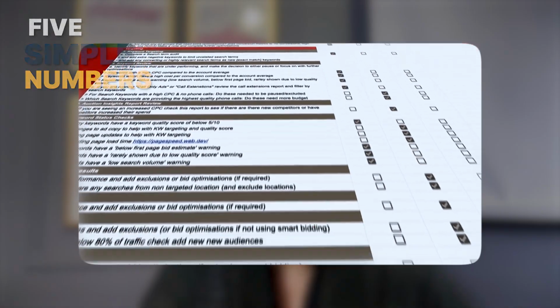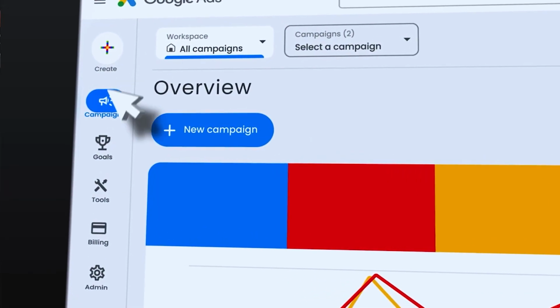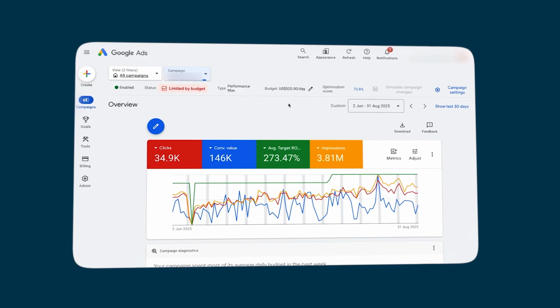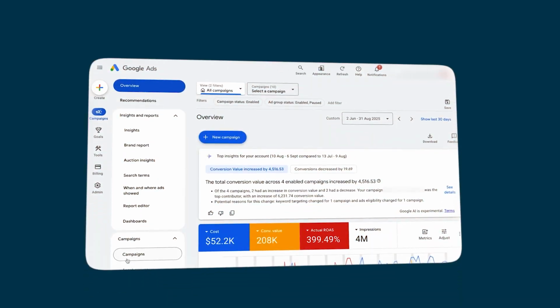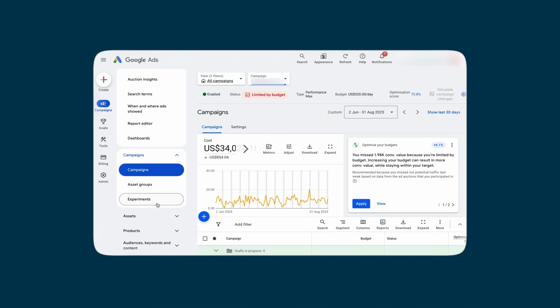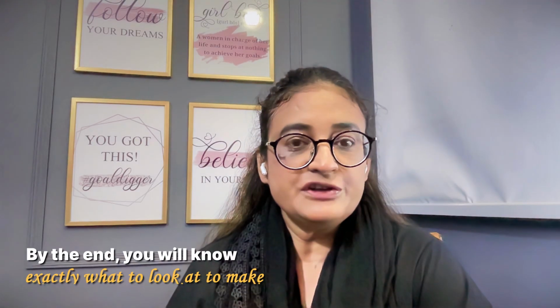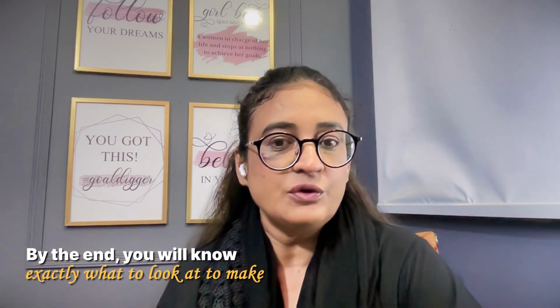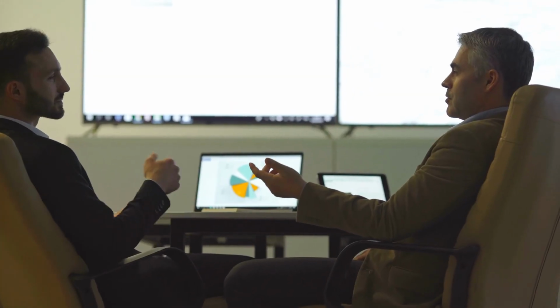In this video, I'm going to show you the 5 simple numbers that really matter in Google Ads so you can manage your campaigns like a pro without feeling overwhelmed by the dashboard. You will learn which metrics actually tell you if your ads are making money, how those numbers connect to each other, and how to read them in a simple weekly report. By the end of this video, you will know exactly what to look at to make smarter decisions, cut waste, and grow your results with clarity. So stay with us.